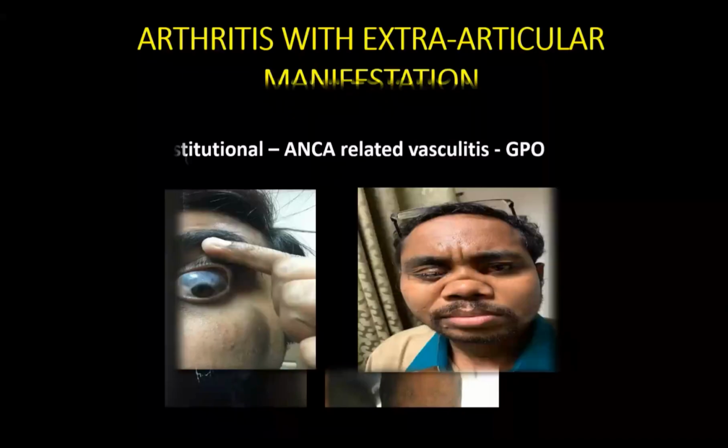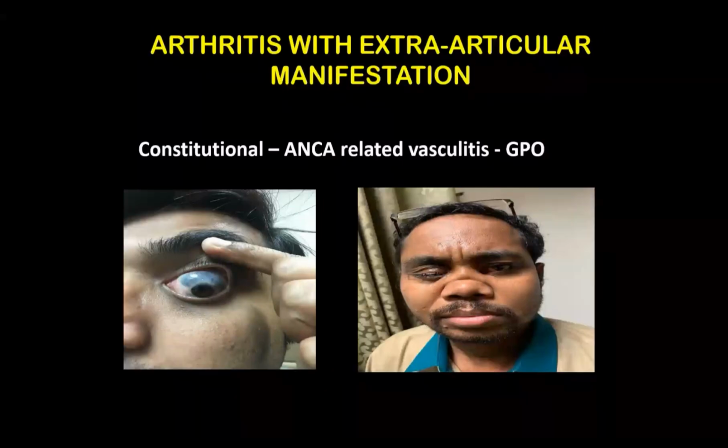Fever associated with ocular problems: you can see on the left eye that a bluish sclera is there. This patient has necrotizing scleritis. Scleritis is inflammation of the sclera. Necrotizing is necrosis of the sclera. And once the necrosis of the sclera is seen, you can see the choroid behind, the bluish color. So that is necrotizing scleritis.